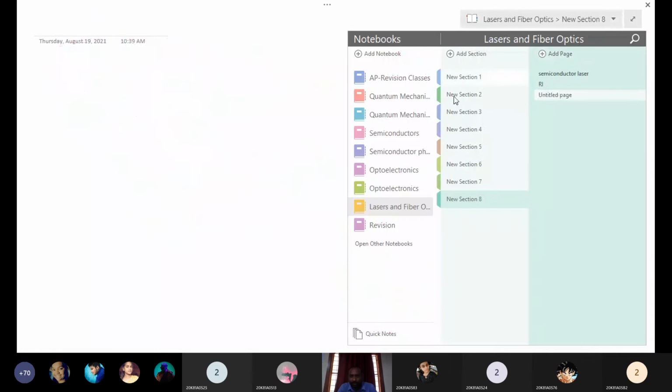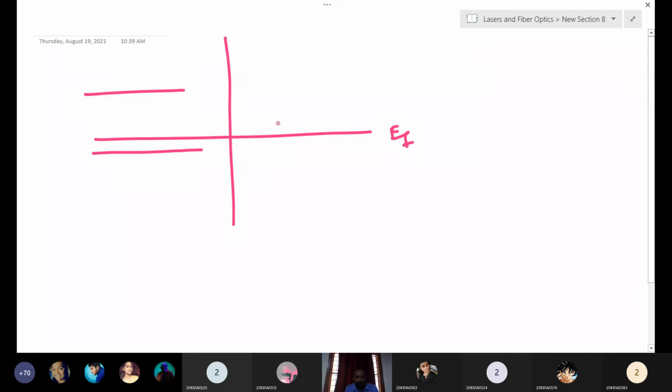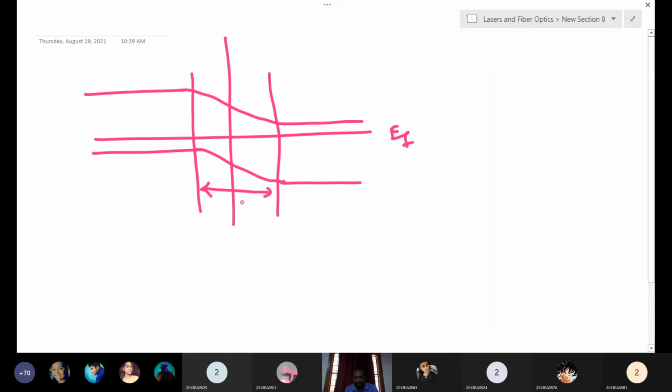This is created again and I will draw. Okay, so here this is the Fermi level, this is the interface, and this is the depletion region. That is what active area means. This is the active area. The distance is about 2 micrometer, generally on the order of 2 micrometer.